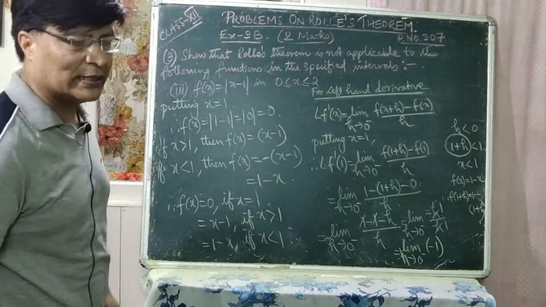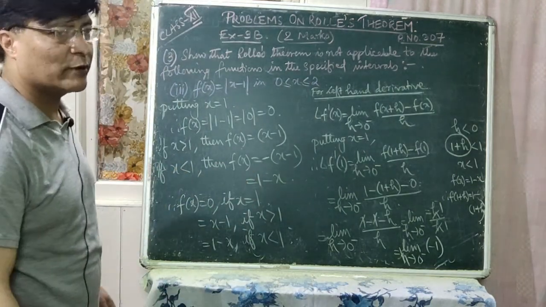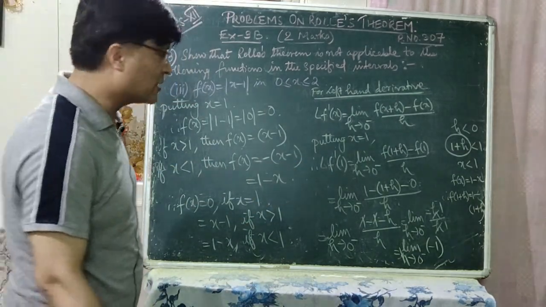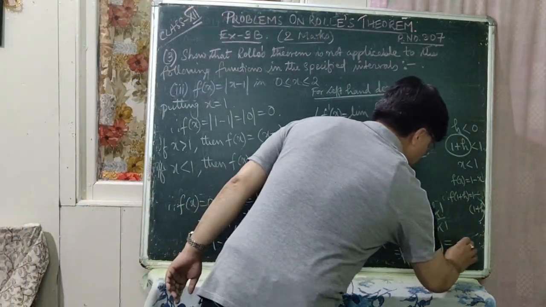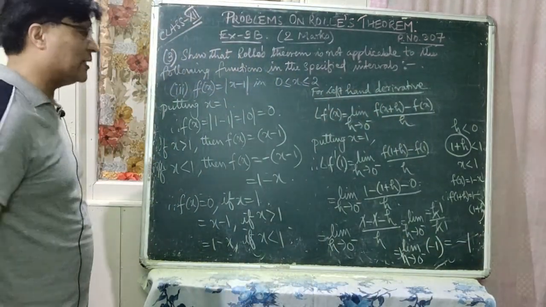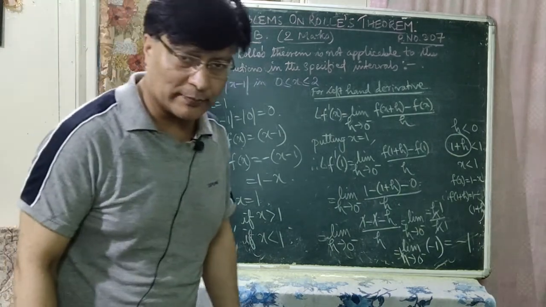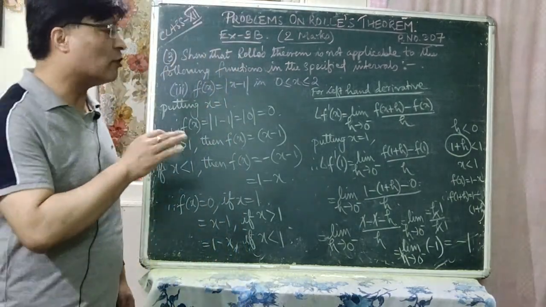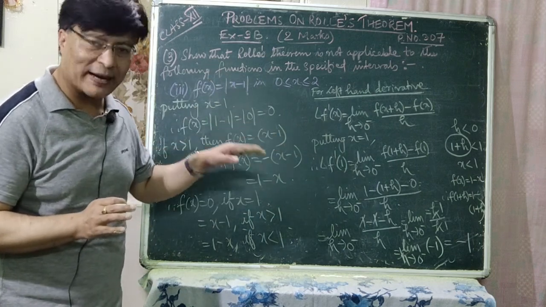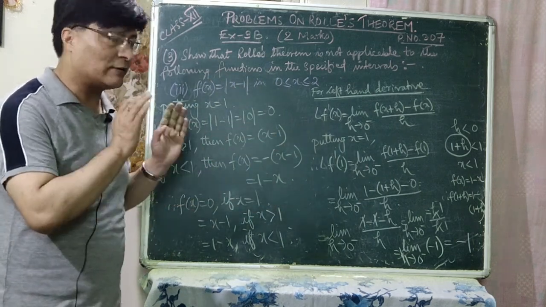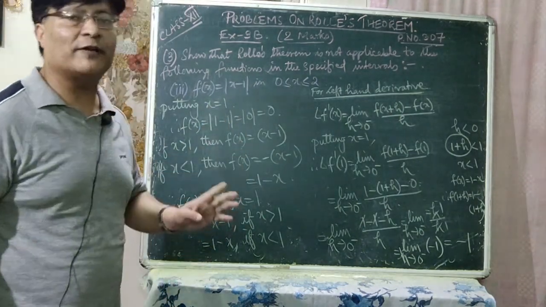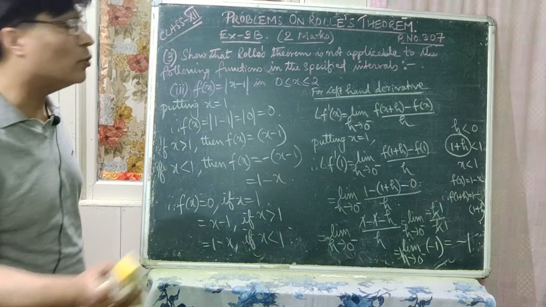So again minus 1 is a constant quantity which is free from h, so in this case you don't have to put the value for h. So what is the value of this limit? It is equal to minus 1. So in this case left hand derivative is equal to minus 1. Since we have got right hand derivative equal to 1 and left hand derivative equal to minus 1, the right hand derivative is not equal to left hand derivative, therefore the function f of x is not differentiable at x is equal to 1.